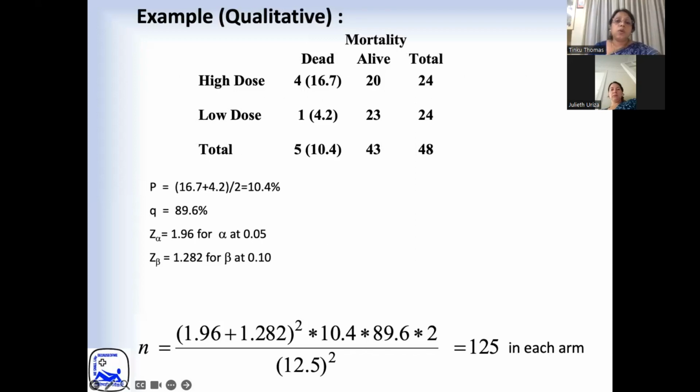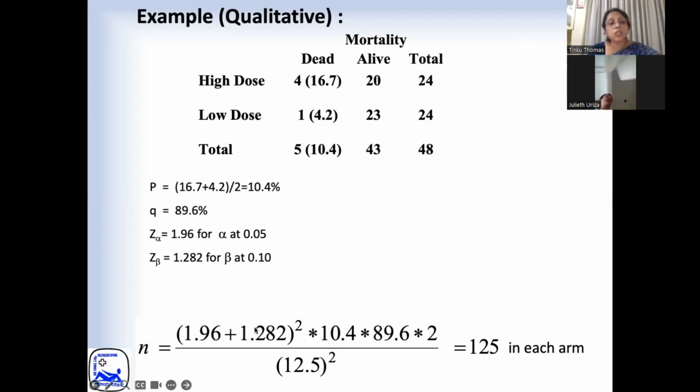So we have some pilot data, and the pilot data states that if you give high dose treatment, then the mortality is 16.7%. And if you give low dose treatment, the mortality is 4.2%. So my research question is: is there a difference in mortality between high dose and low dose treatment? For that, you see the sample size formula now has become longer. It is a little more complex.